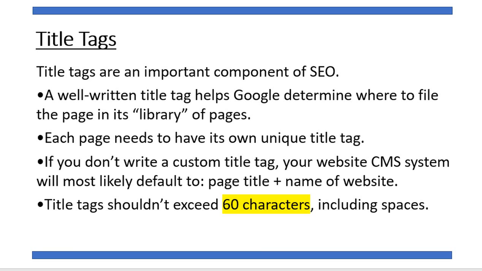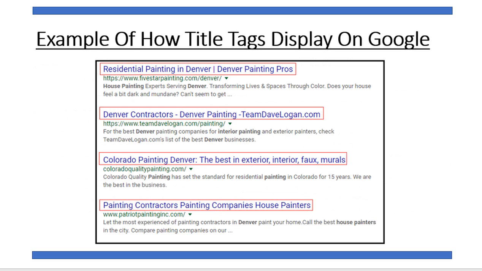When you're writing title tags, they shouldn't exceed 60 characters, and that includes spaces. That's the ideal count for them, is keep them below 60. So here's what they look like when they're in the search engine results on Google. The title tag itself is highlighted here in the red boxes. That's what they look like on Google. But the important thing isn't so much how they look on Google, but again that they're helping Google get the signal to file the page in the right place.